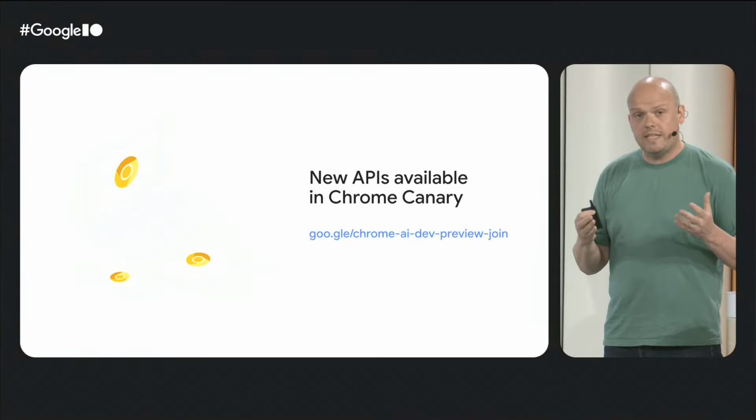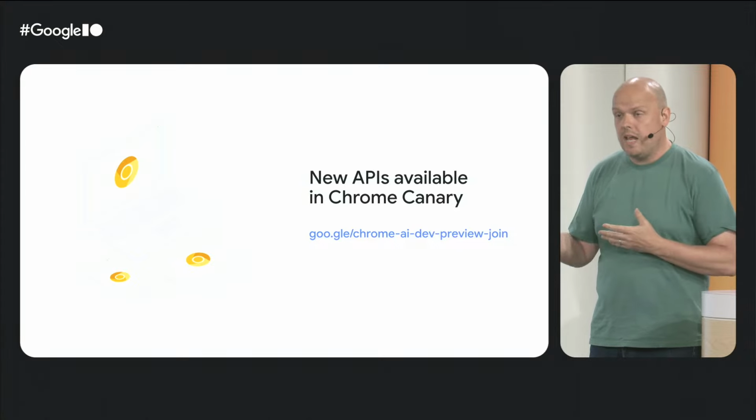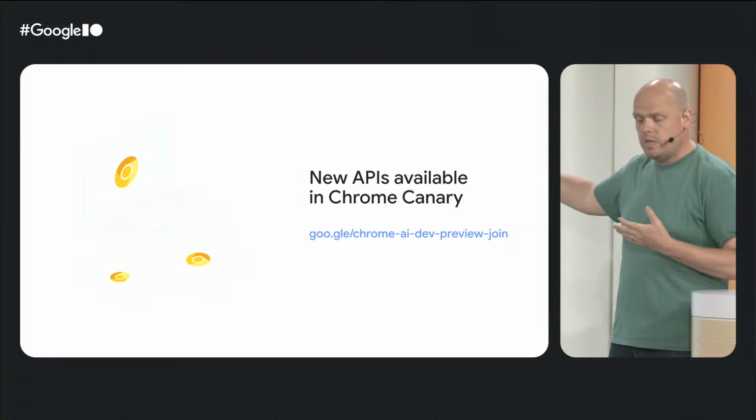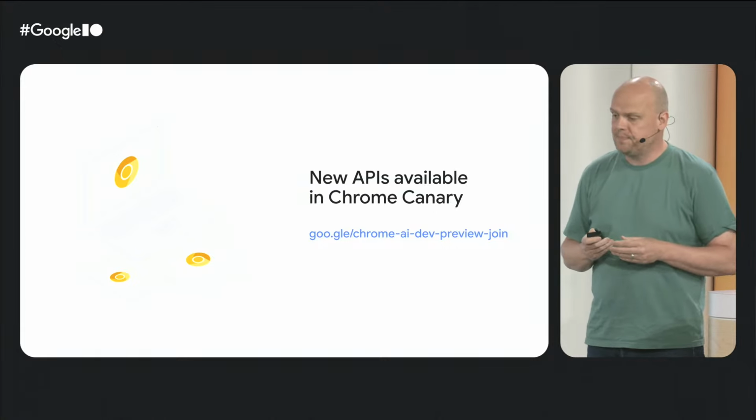Both of these APIs are now available as Origin trials. And if you want to sign up, all of these APIs that we described today are available in Chrome Canary, and we'd love you to test them out. And if you want to try them out, you can go to this URL on the screen.